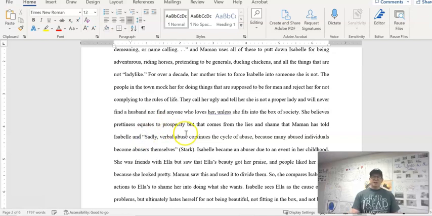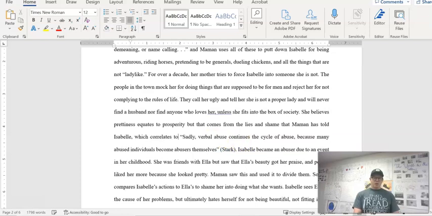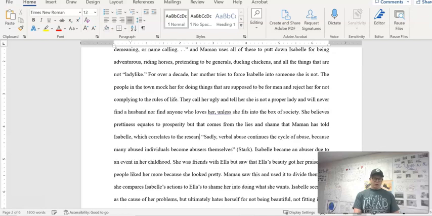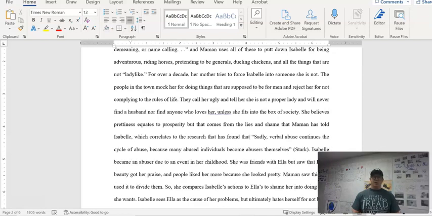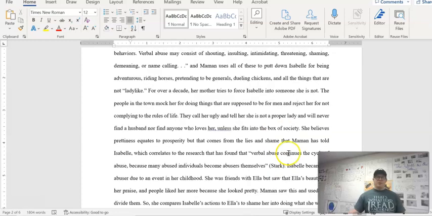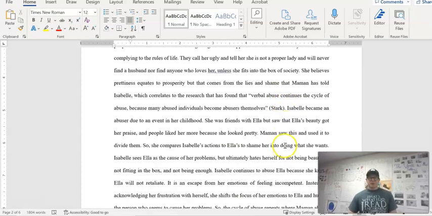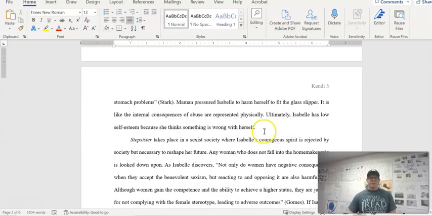All right, so then I would say this. I told her, which correlates to the research that has found that, and then I'll get rid of this sadly, that verbal abuse continues the cycle. Okay. Now this is another quote from Stark. Same. So I guess we are using multiple in this paragraph.